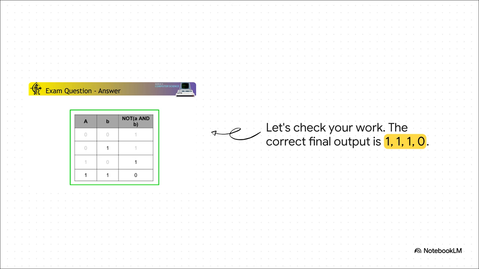If you got that right, fantastic work. And just as a little bonus fact, this particular combination, an AND gate followed by a NOT gate, is so common it actually has its own special name, a NAND gate. But you'll learn all about that if you take computer science at A-level.